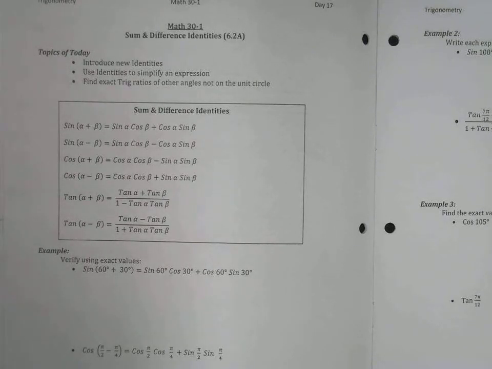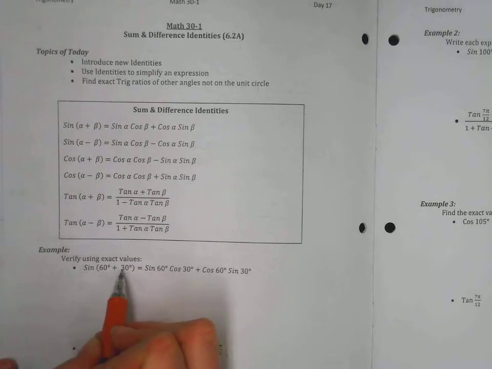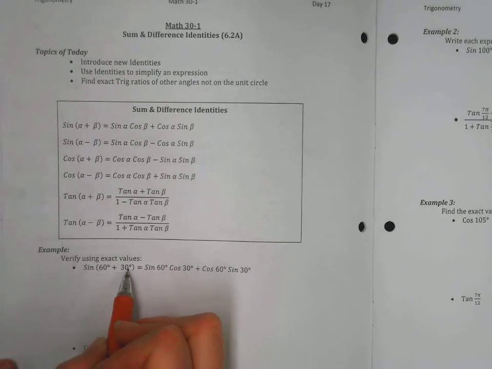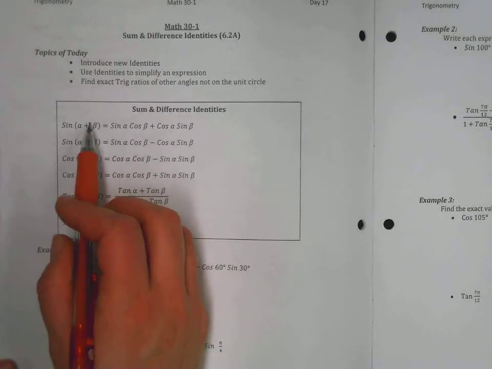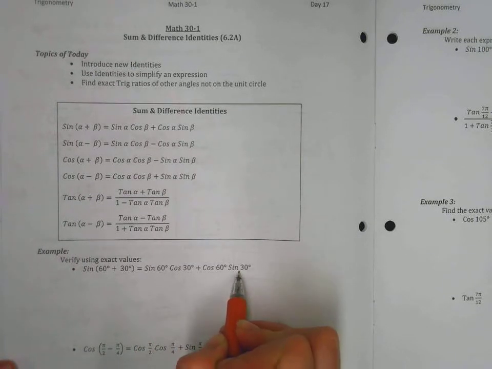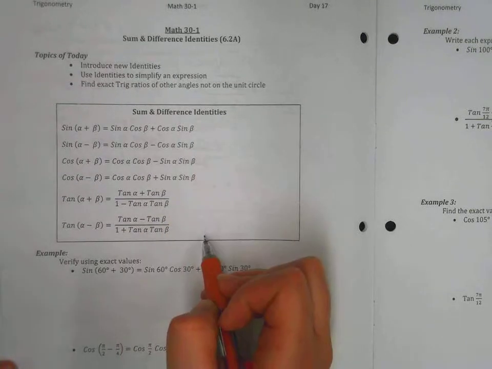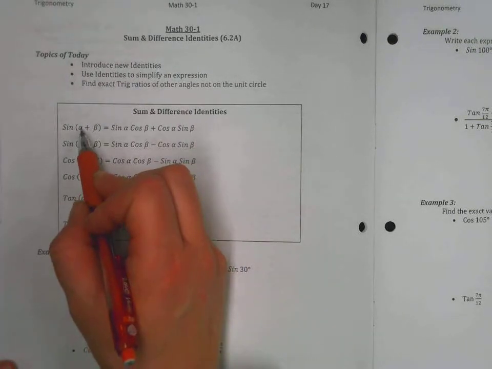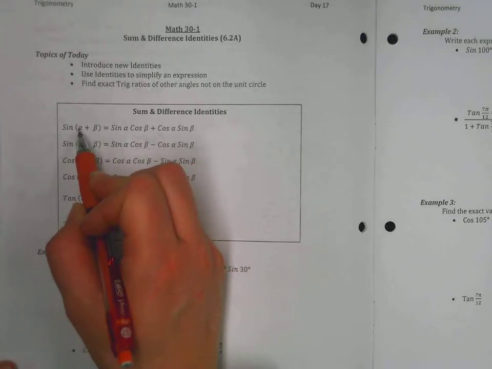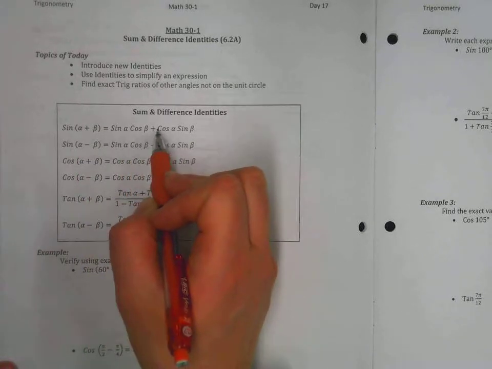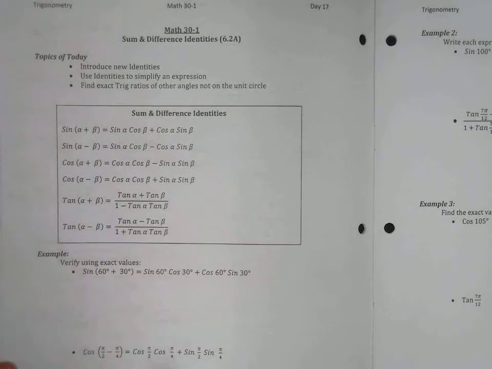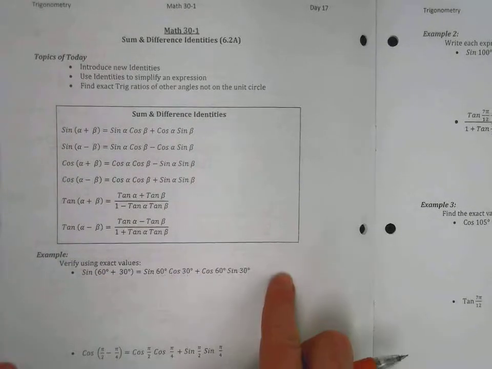So if we want to add two angles together, such as sine of 60 plus 30, the identity that would be equivalent to this would be sine of 60 cos of 30 plus cos of 60 sine of 30. Or in general, these are on your formula sheets. This symbol is called alpha, this symbol is called beta. So sine of alpha plus beta is sine of alpha cos of beta plus cos of alpha sine of beta. Okay? So just in this example, we actually want to verify why this is true.